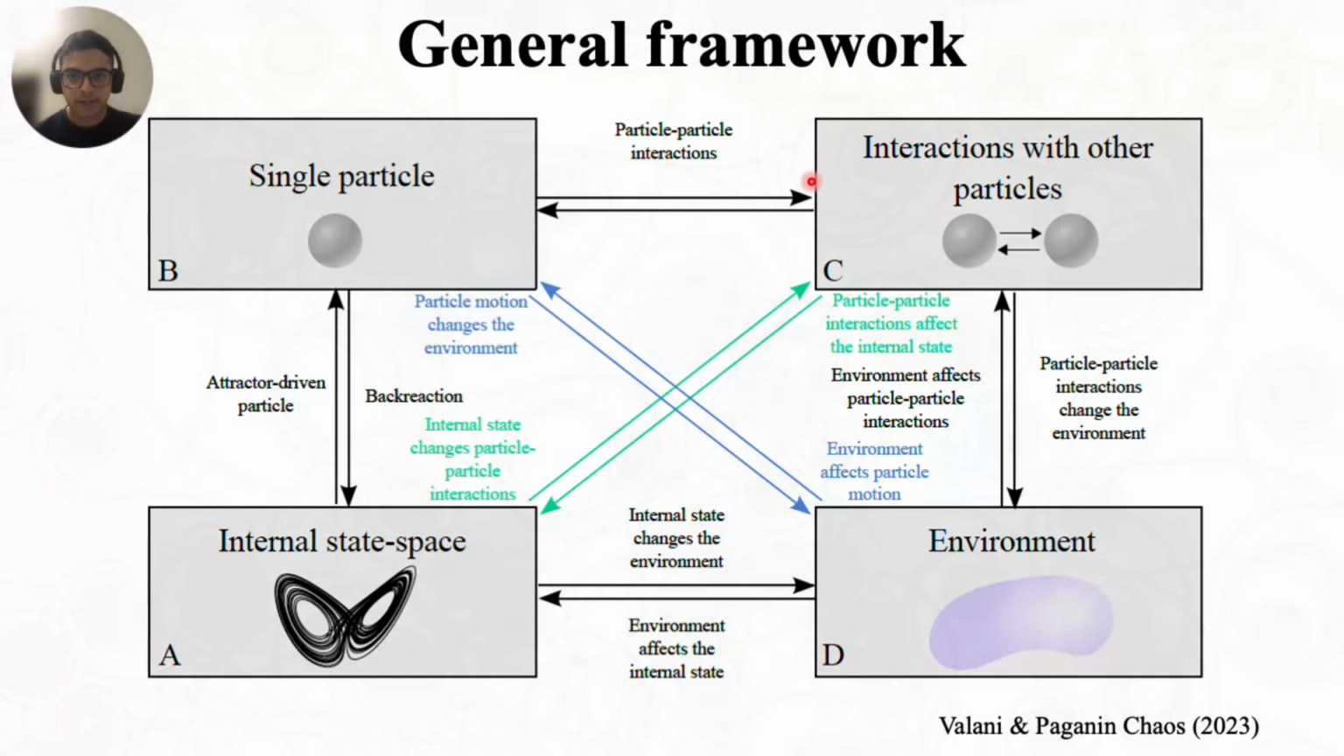The third component is the types of interactions between particles. This can again be modeled in various ways, the types of particle-particle interactions. And then the last component is the modeling of the external environment in which the system resides. In this framework, these four components can be coupled with each other in various ways.